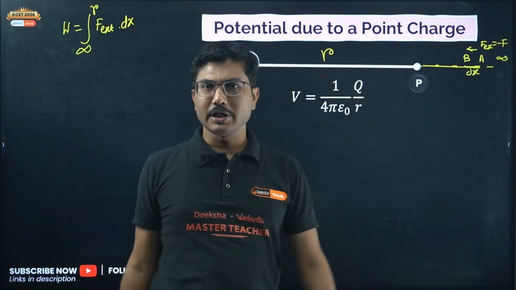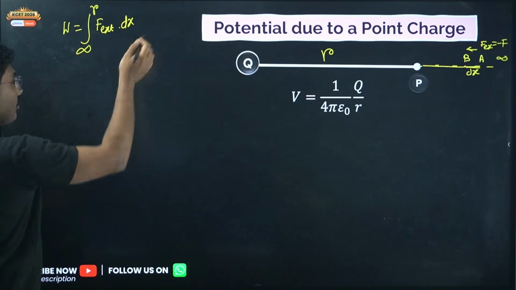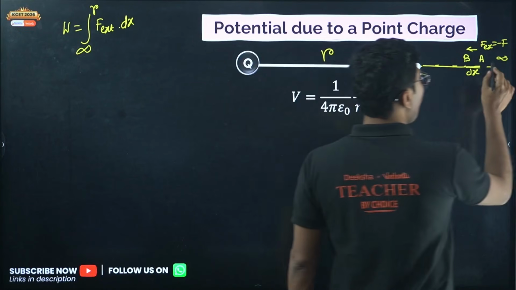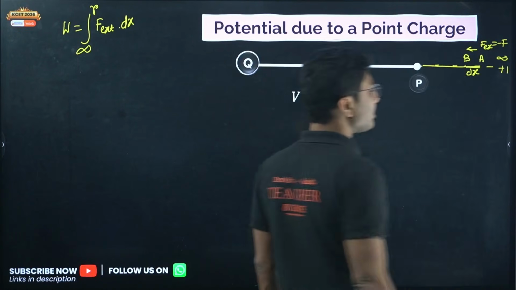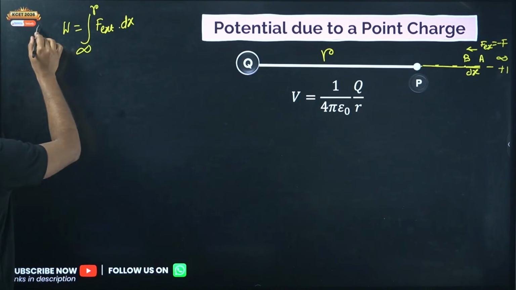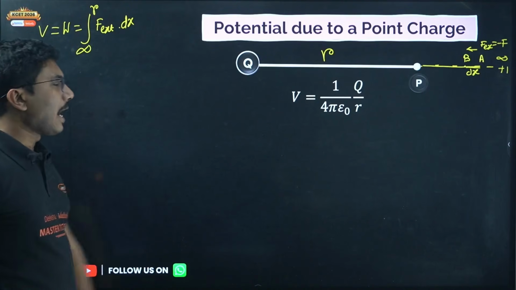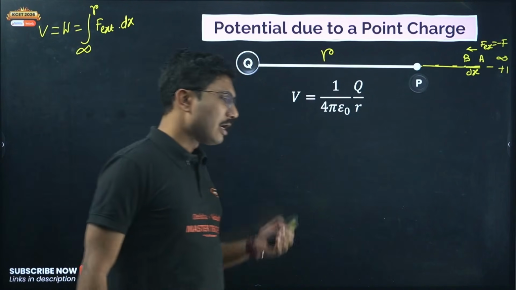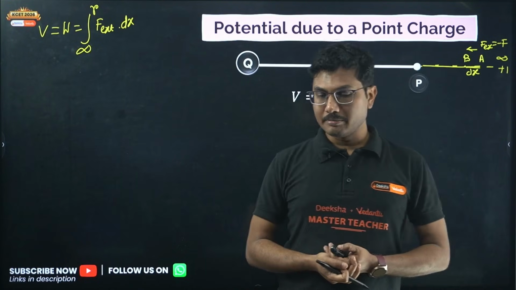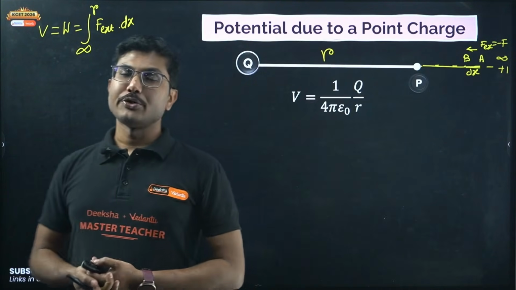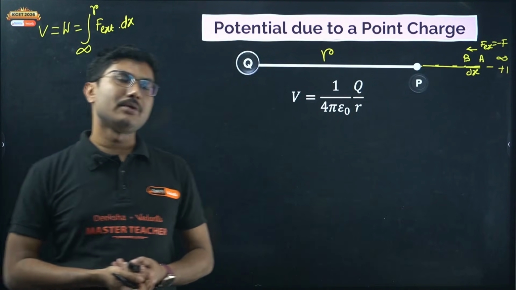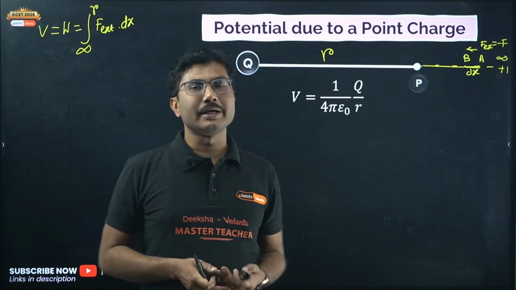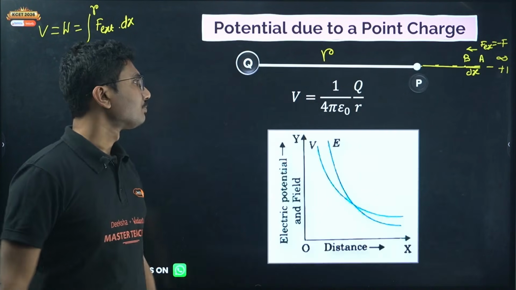This is the work done. Obviously, if you move one unit positive charge, then the work done itself becomes the potential, right? If you do the derivation, you will get this result. You should practice it. I have covered the derivation in our Brahmastra series, so if you are interested, you can go and check that out. There I have explained this derivation in detail.